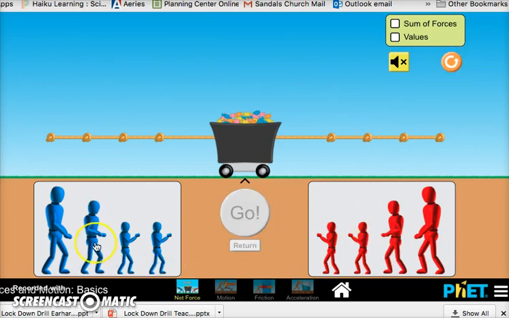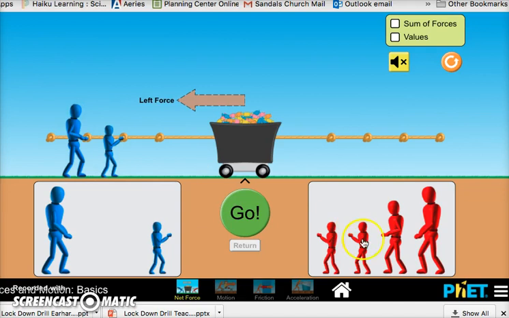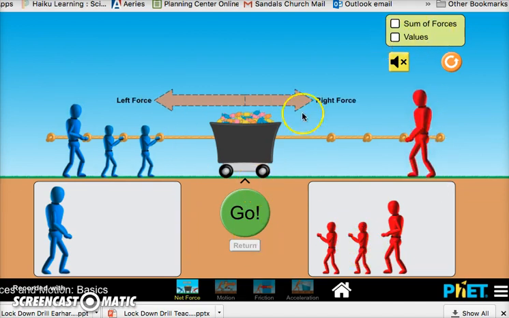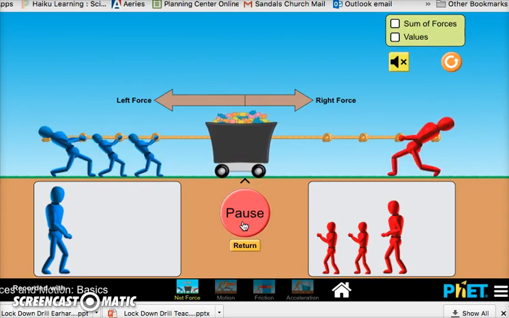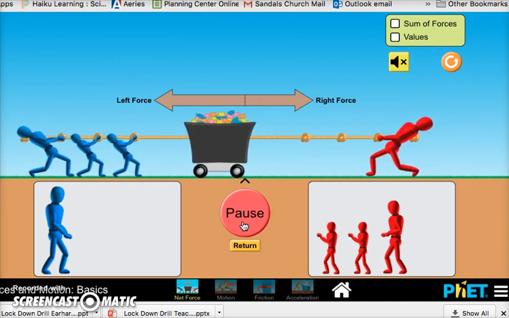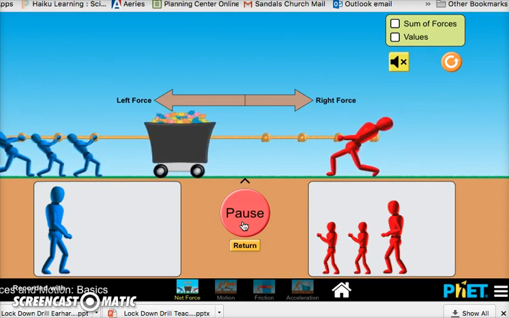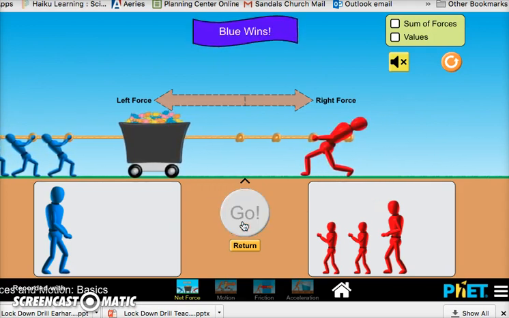However, unbalanced forces will change the motion of an object. It will move in the direction of the greatest force. With your red pen, please make any adjustments to your activity to answer the essential question.